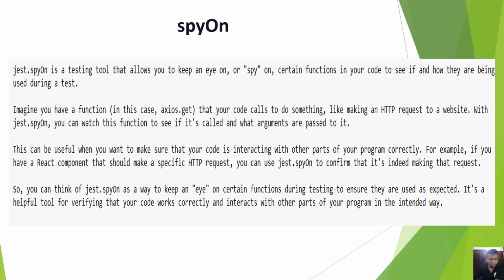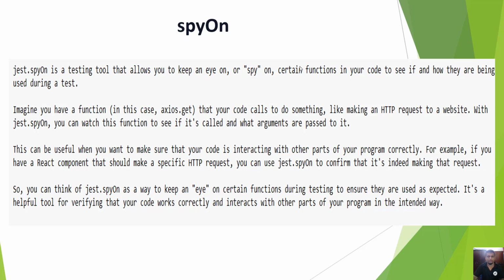So I hope you can understand. We will do an exercise, then you will understand better. This can be useful when you want to make sure your code is interacting with other parts of your program correctly. For example, if you have a React component that should make a specific HTTP request, you can use spyOn to confirm that it is indeed making that request. So you can think of spyOn as a way of keeping an eye on certain functions during testing to ensure they are used as expected. It is a helpful tool for verifying that your code works correctly and interacts with other parts of your program in an intended way.